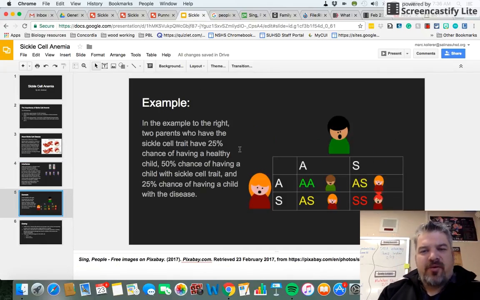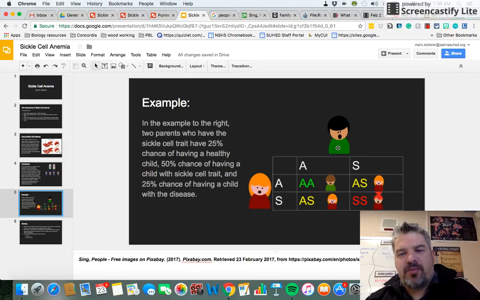For the example, I'm showing you a Punnett square between two people who have the trait. Same thing about this diagram. I found the diagram on Google Images. I searched for free to use, and then I added the table and the text in Google Drawing. So this shows two parents who have the sickle cell trait, and they have a 25% chance of having normal kids. They have a 50% chance of having kids who have the sickle cell trait, and they have a 25% chance of having a child with the disease.